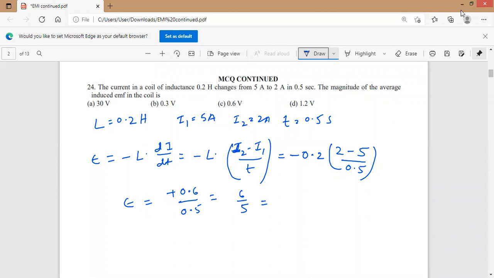6 by 5 means, so multiply and divide by 2. That is 1.2. It's 12 divided by 10 again. It's 1.2. 1.2 volt. Option D is the correct answer.